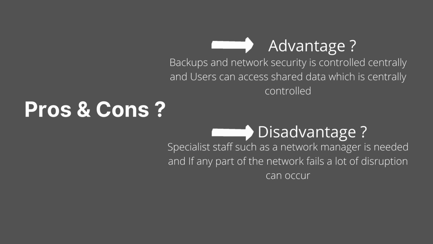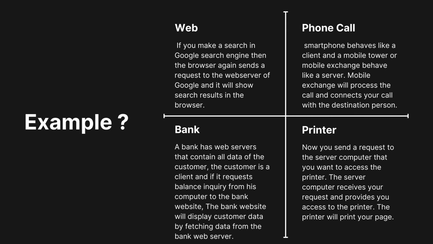And the advantage is backup, network security is controlled centrally, and users can access shared data which is centrally controlled. The disadvantage is specialist staff such as a network manager is needed, and if any part of the network fails, a lot of disruption can occur. So the client or server network example is the web.